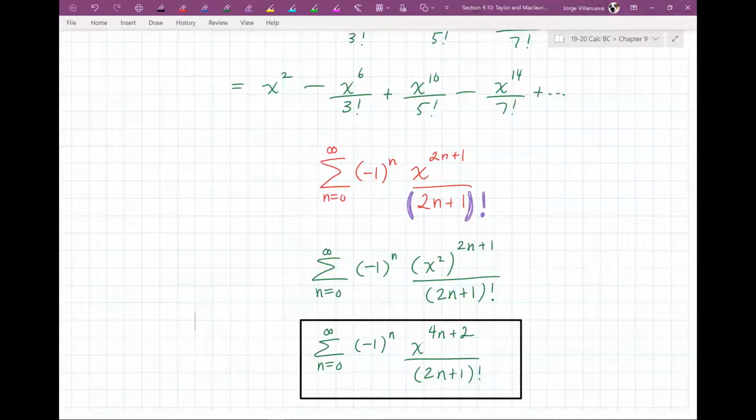Okay? So not too bad, right? As long as you have these things memorized, it should be pretty easy. If you don't, then you have to go through the process of taking however many derivatives they want and plugging in your center, and that can take forever. Okay? So let me give you one more because we're going to skip this.